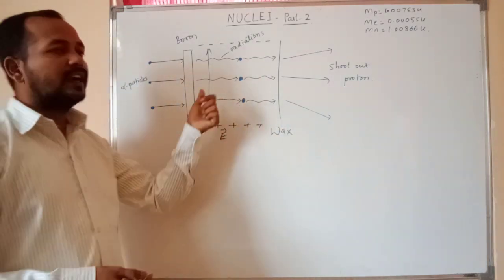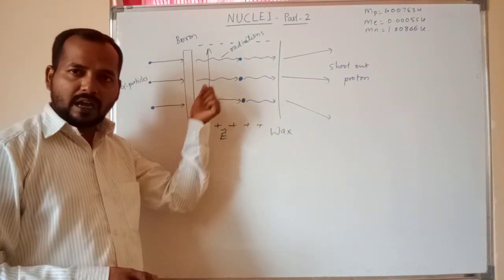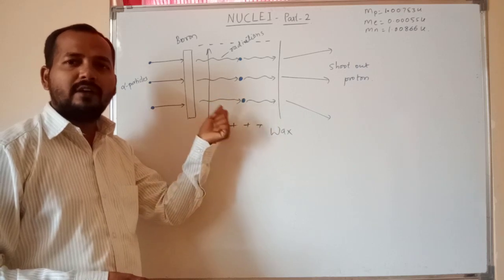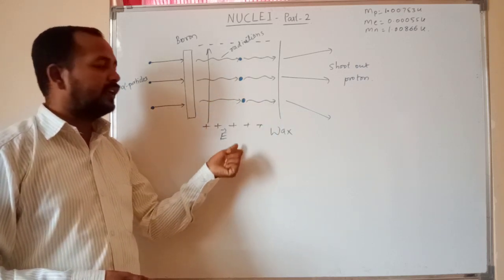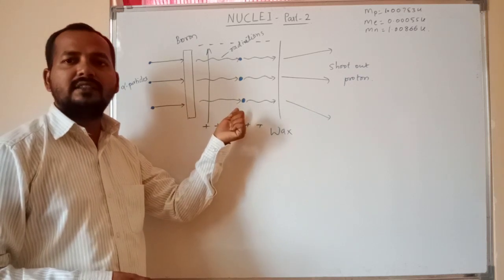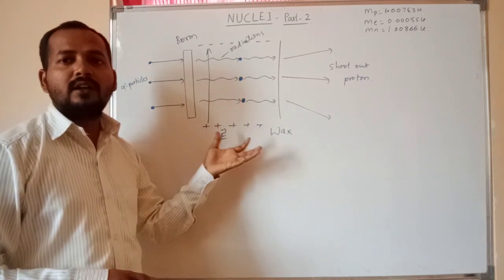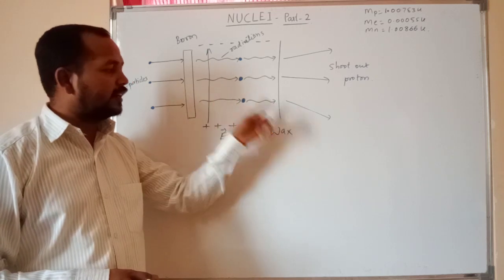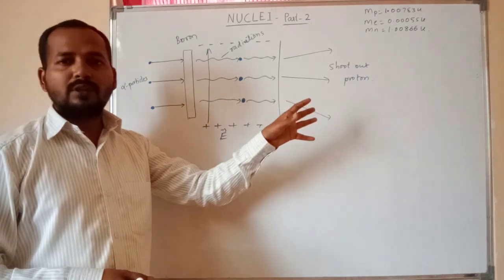And these are not electromagnetic waves. If these had the property of electromagnetic waves, the radiation would be deviated by the electric field and magnetic field. But these are not deviating, so these have enough momentum and energy. Therefore, when hitting the wax, they are shooting out the protons.